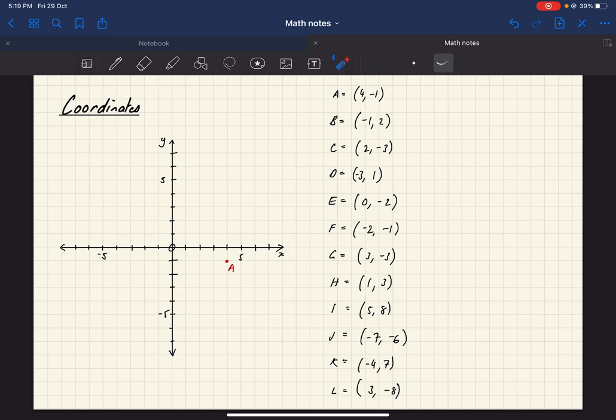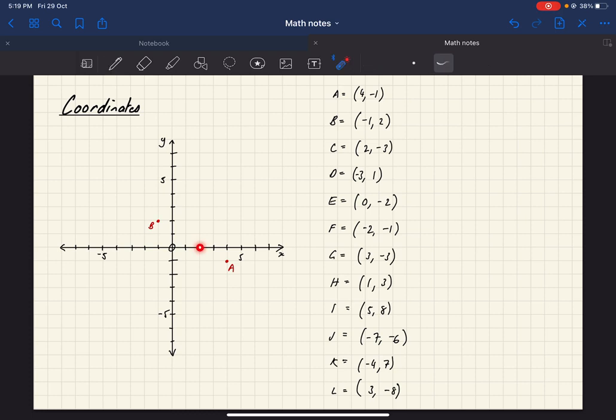Right, 2, oh hang on, we're up to B now. So -1, 2. So I need to find -1 on my x-axis, and then 2 on my y-axis, and then see where they meet up. So -1 is here on my x-axis, and 2 is there on my y-axis. So where they meet up is that point there. So that's B. C is 2, -3.